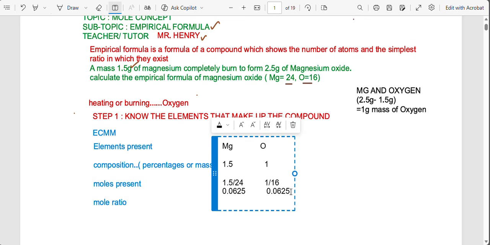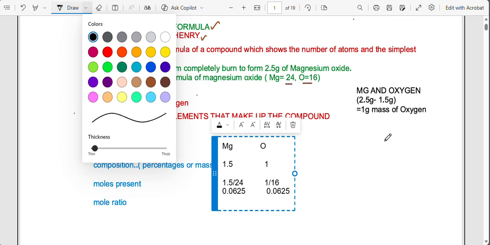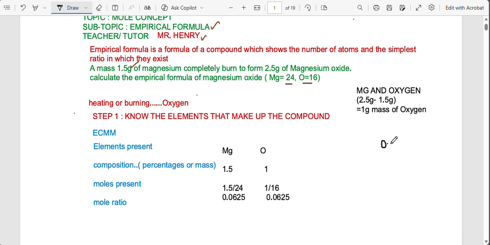Are you seeing? From there, we are going to go to mole ratio. What do we do on mole ratio? Under mole ratio, this is what we do. You look for the smallest number from your moles present. It is the number that will divide on both sides. Now, if we look at these numbers, they are the same, 0.0625 and 0.0625. So you divide by any of the two, since they are the same.